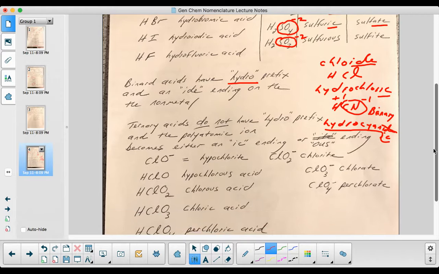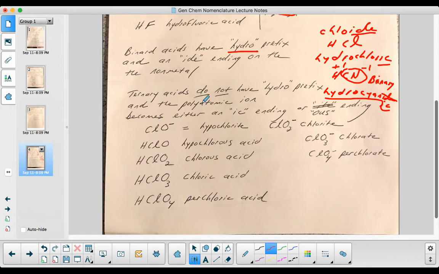Okay, so ternary acids. Things to remember: ternary acids don't have the hydro prefix, and the polyatomic ion becomes either an ic ending or an us ending. So here's some examples. This ion's name is the hypochlorite ion. If I were to form an acid with that, the acid would be called hypochlorous acid. Don't get confused. That's just part of the name of the polyatomic ion. That's not hydro, it's hypo.